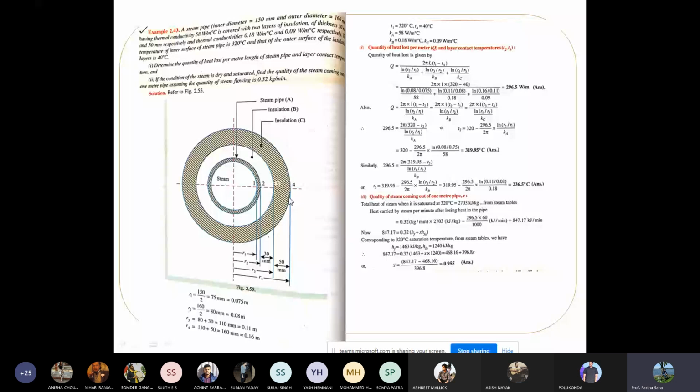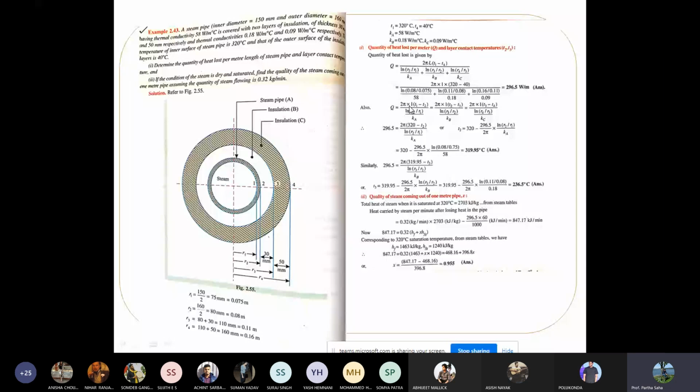So what will be the quantity of heat loss and layer contact temperatures T2 and T3 if we assume? Quantity of heat loss Q will be 2 pi L (T1 minus T4), that is inside temperature minus outside temperature, divided by the individual thermal resistances: ln(R2/R1) by K, ln(R3/R2) by KB, and ln(R4/R3) by KC. K is 58, KB is 0.18, KC is 0.09. You know all these R2, R1, R3, R4. So you put these values and then you get 296.5 watt per meter. Also Q, the amount of heat flow, will be the same per layer, right?